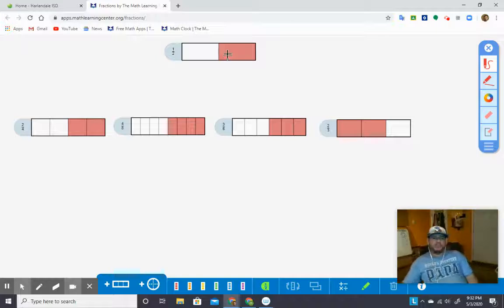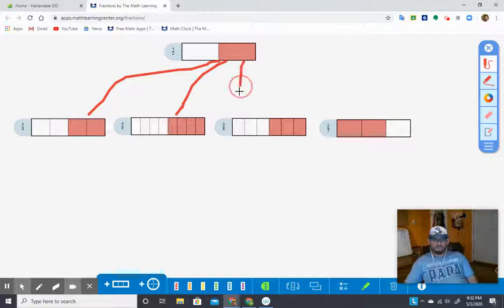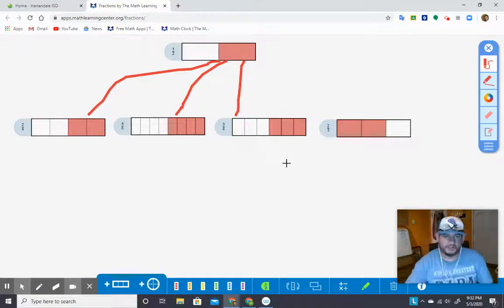When we look at this one, and if the word problem tells you which fraction is equivalent to this one, you should be able to look at this and look at the other ones and automatically say, well, these are equivalent to this one. And I'm going to go ahead and make lines for y'all to the ones that are equivalent to 1/2. So that one, that one, that one.